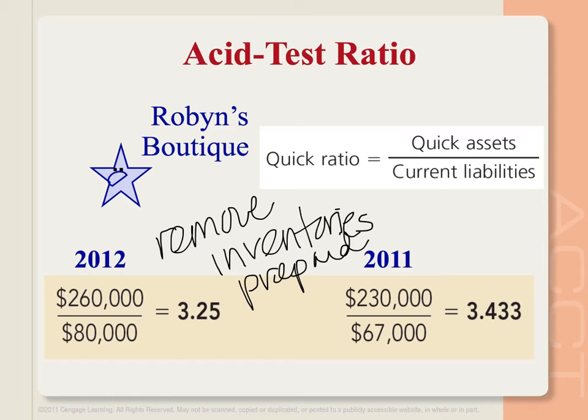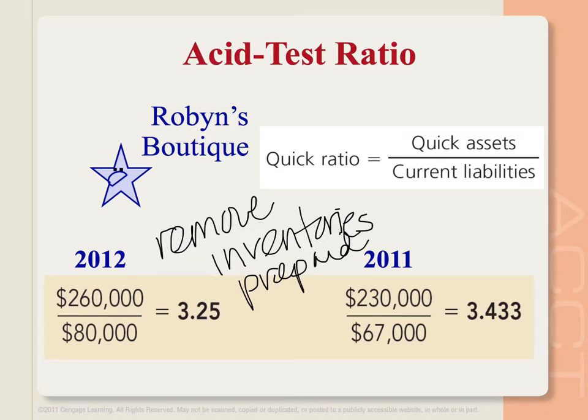So when we take those out, you can see when we've done this here in Robin's Boutique, it lowered us in 2012 from $6.38 to $3.25. So it's closer to 1. Anytime your ratio is less than 1, that's a concern to not only the internal managers, but also the creditors, because that indicates that the liquid current assets are not sufficient to pay your bills. In layman's terms, it means your bills are more than the money you have to pay them with.